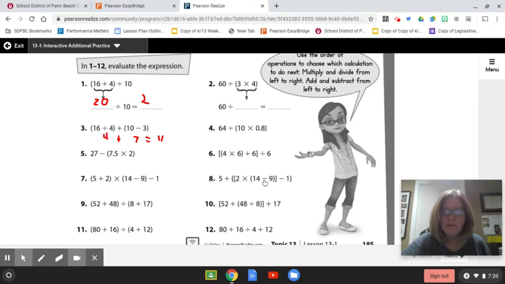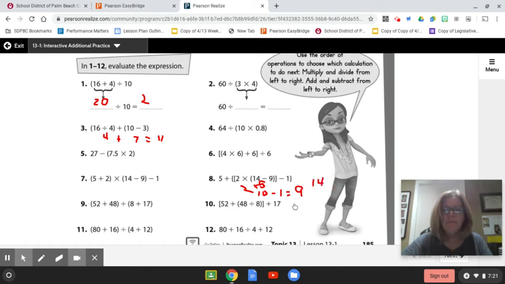So let's take this 14 minus 9. Well, we know that 14 minus 9 is 5. Okay. So now you have a 2 times 5. That's still in the brackets, right? So 2 times 5 is 10. Okay. We have a 1 left that's still in the brackets. 10 minus 1 is 9, right? But then we have the 5. So 5 plus 9 is 14. Okay, so the answer to that one would be 14.